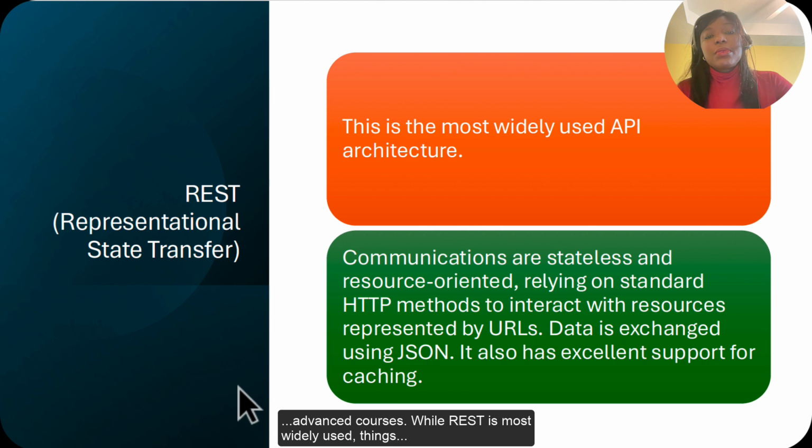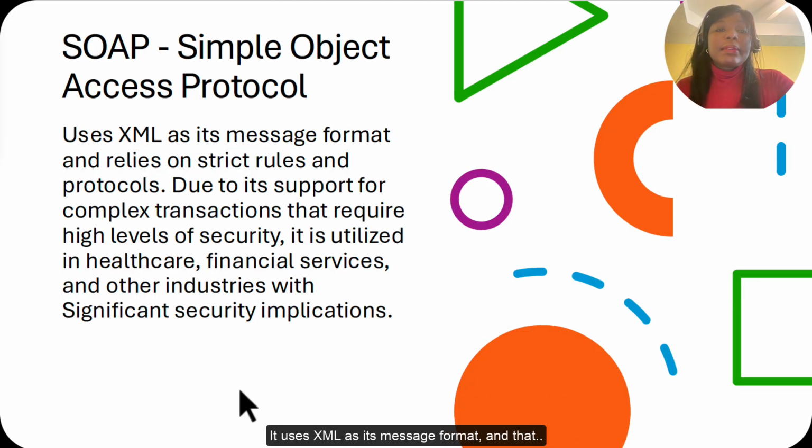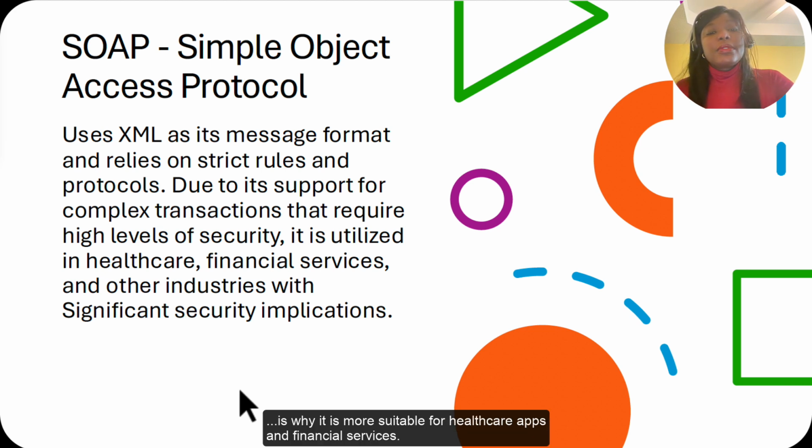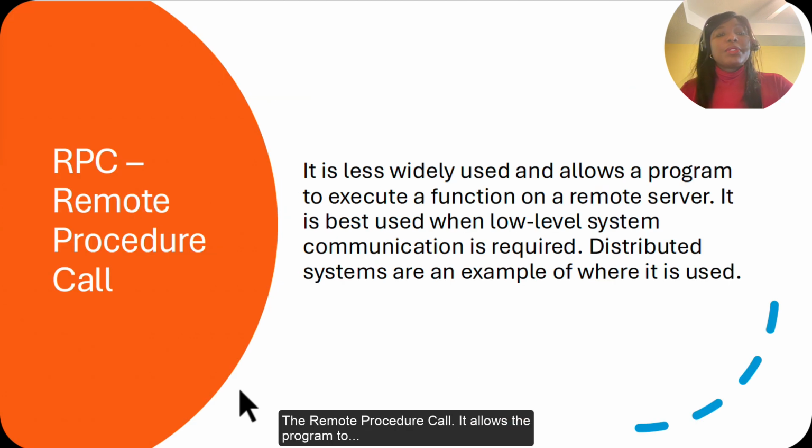Now, while REST is most widely used, healthcare and financial institutions prefer to use SOAP. SOAP is an acronym for Simple Object Access Protocol and uses XML as its message format, and that's why it's most suitable for healthcare apps and financial services or any industry that deals with significant security implications. Then we have one that is less widely used, and mostly used for maybe low-level communication, the remote procedure call. It allows a program to execute a function on a remote server. One of the examples of its usage is for distributed systems.